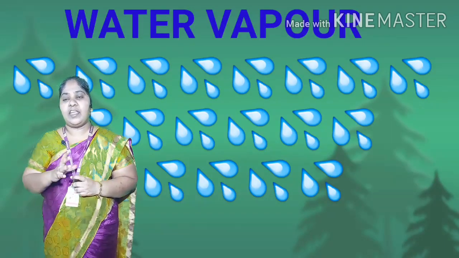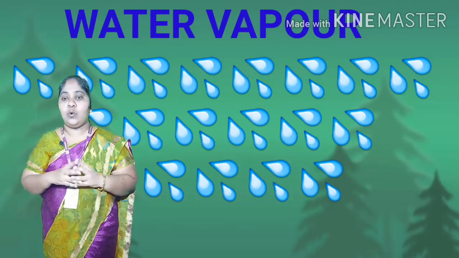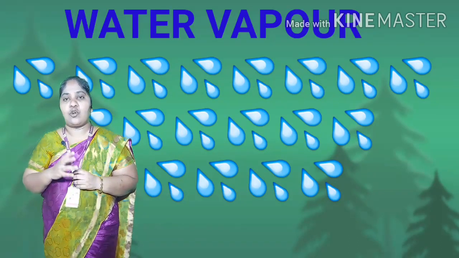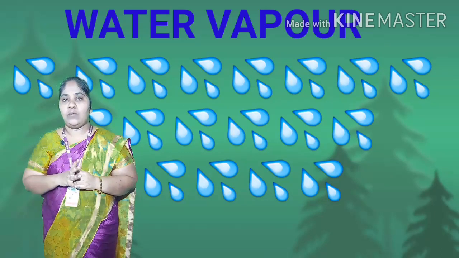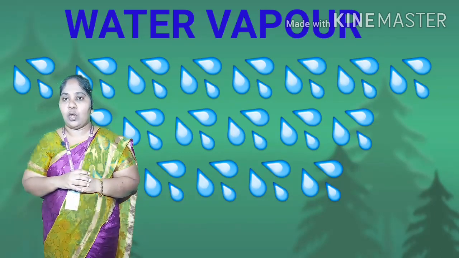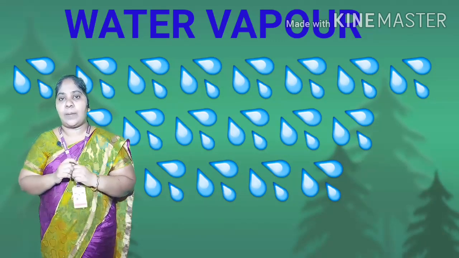Children, air contains water vapor. When air comes in contact with a cool surface, it condenses and drops of water appear on the cool surface. And water vapor plays an important role in the water cycle in nature, that you have learnt in your previous lesson, chapter 14, Water. So the amount of water vapor present in the air is called humidity.